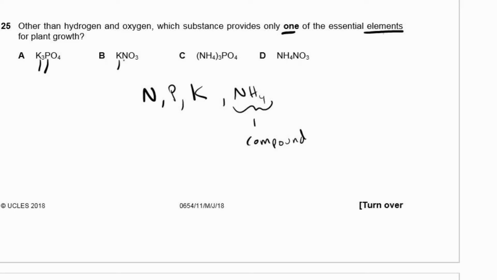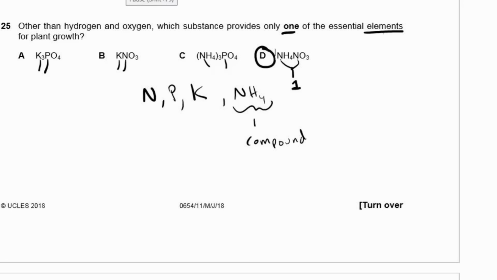This has 2 essential elements. This has 2 essential elements. And this is nitrogen in both of those, so those are the same essential element. So there's only 1. The answer here is D.